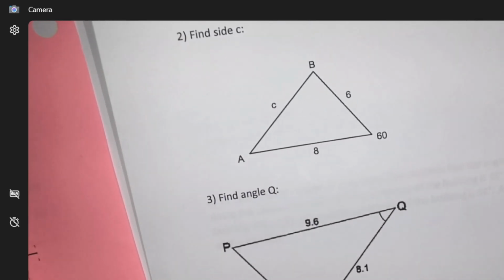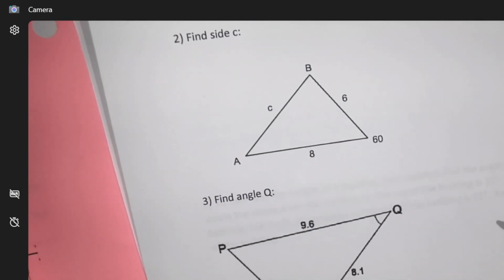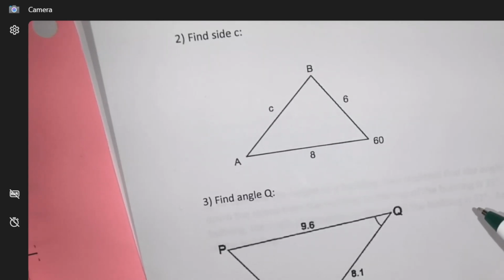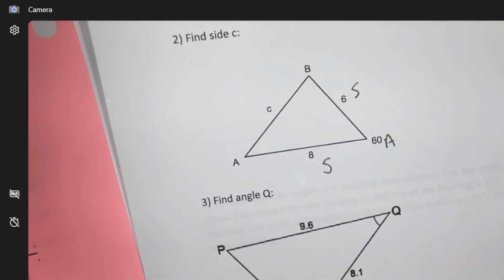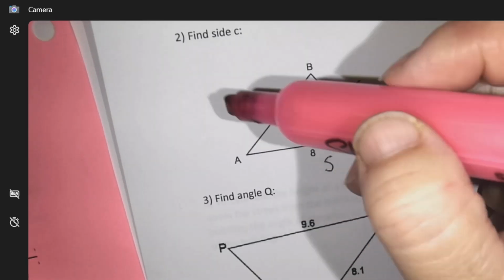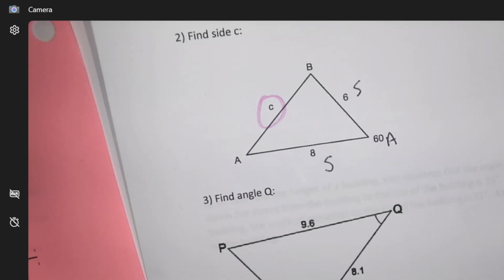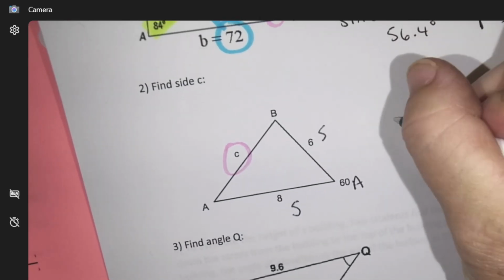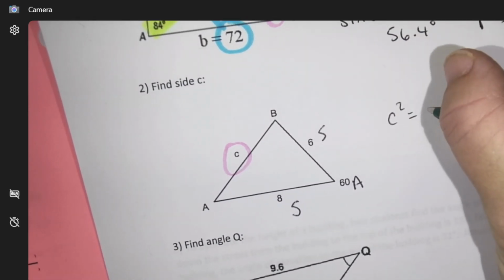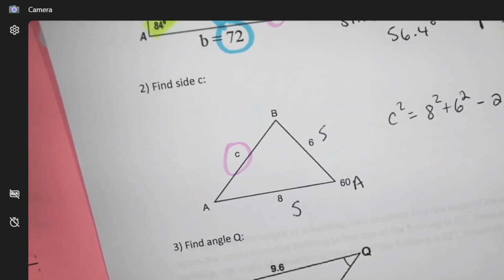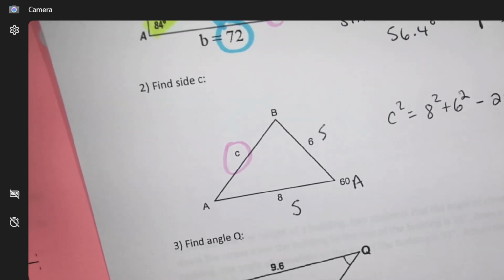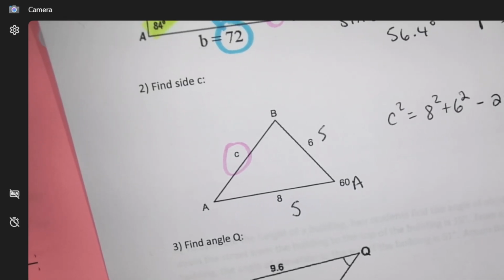Okay, number 2. Identifying the strategy. Looks like I have SAS. So I'm going to use cosine law. And this is what I'm after. I'm after a side. So we're going to go c squared equals a squared plus b squared minus 2ab cos c.